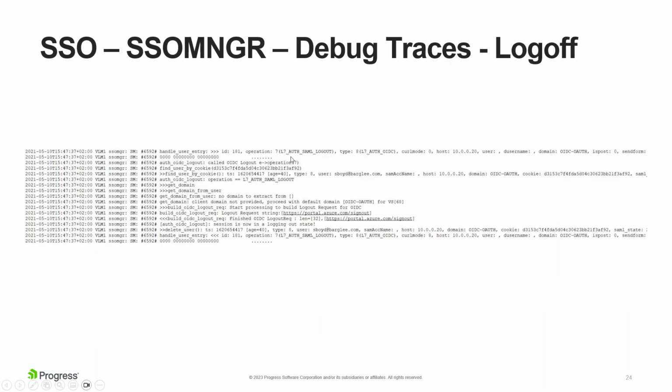Now for the logoff, you can also use the SSO manager debug trace to go deeper into it. So you see that the client user was logging out, and that was triggered in the load balancer to find the person, and you see here that the token has been removed. So now once the same user is trying to log in again, they will have to re-authenticate.